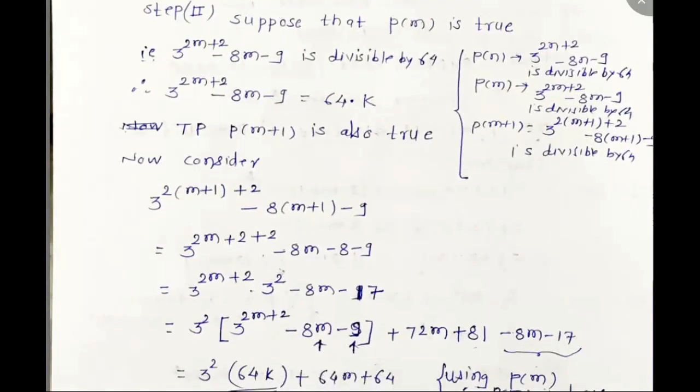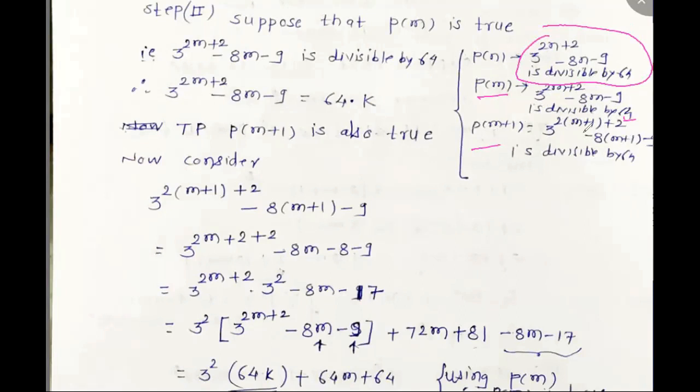Now suppose that P of n is true. P of n means this: 3 raised to twice n plus 2 minus 8n minus 9 is divisible by 64. We require P of m and P of m plus 1. What is P of m? Replace n by m. We get 3 raised to twice m plus 2 minus 8m minus 9. This is divisible by 64. And what is P of m plus 1? Replace n by m plus 1. We get 3 raised to 2 into m plus 1 plus 2 minus 8 into m plus 1.